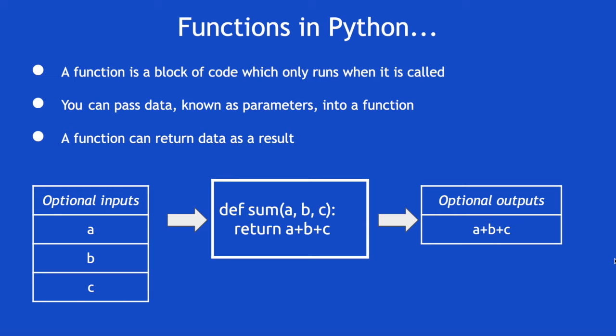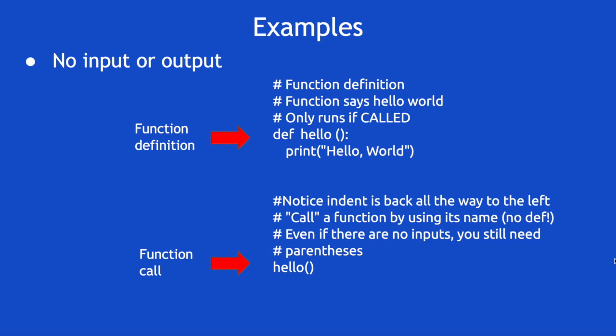And you can pass data into the function, and you can also return data based on what the function is doing. And you don't have to, though. You can have functions with no inputs and no outputs, and we'll look at some examples of those. Here's an example where I've got a function that doesn't have any input or any output. And let's just look down here at what it's doing.